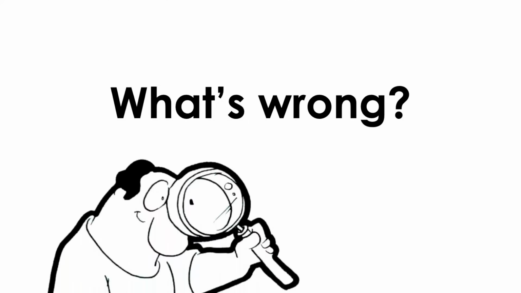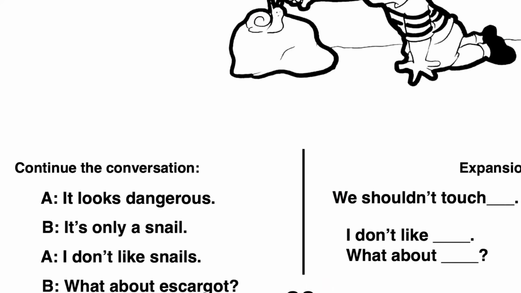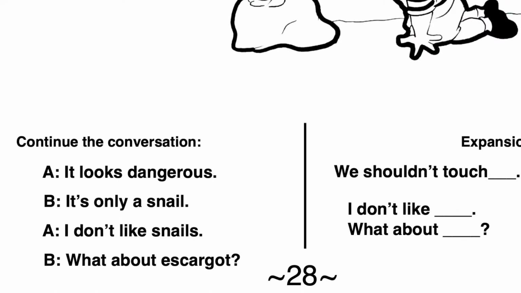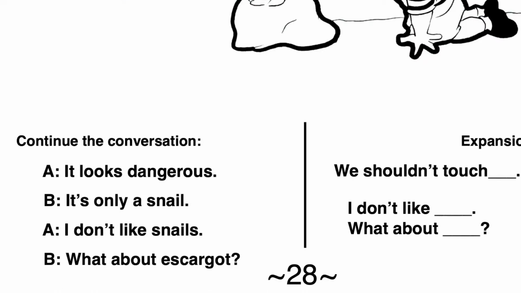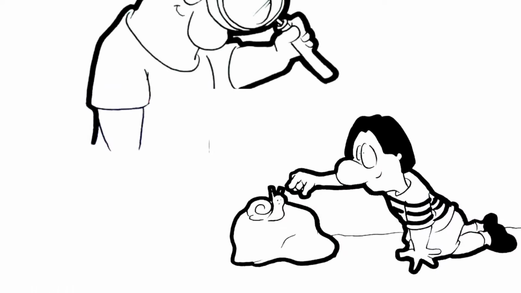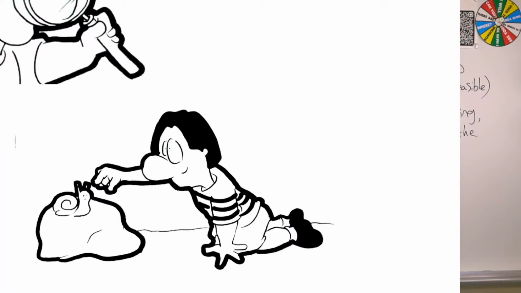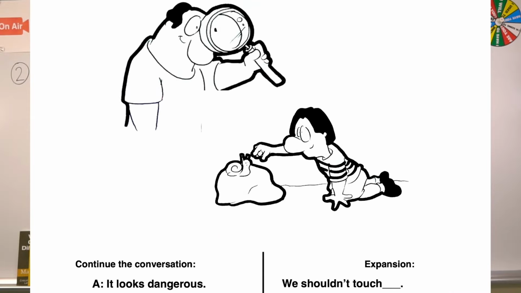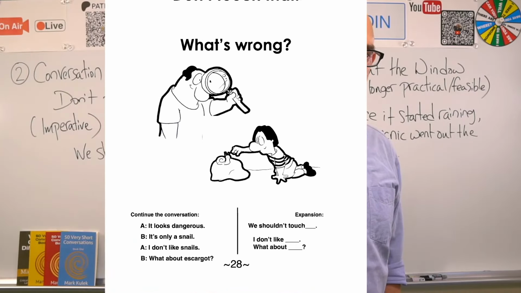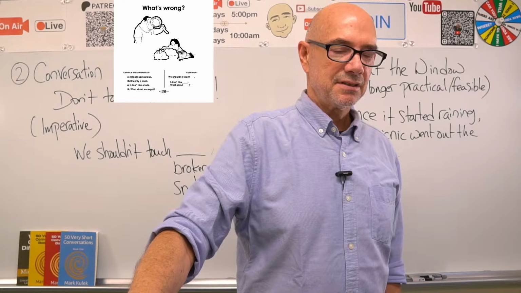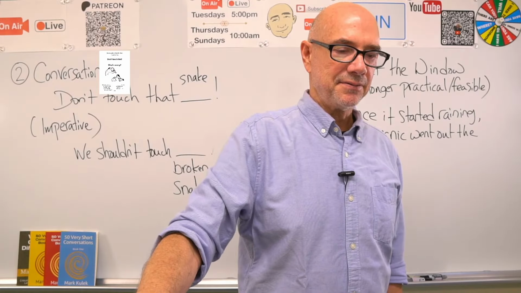Okay, so don't touch that. What's wrong? And then it looks dangerous. It's only a snail. So the boy is saying, it's only a snail. It's not dangerous. And then the man says, I don't like snails. And then the boy asks, what about escargot? Okay, so that is the conversation. So good job. So just a little practice using imperative.